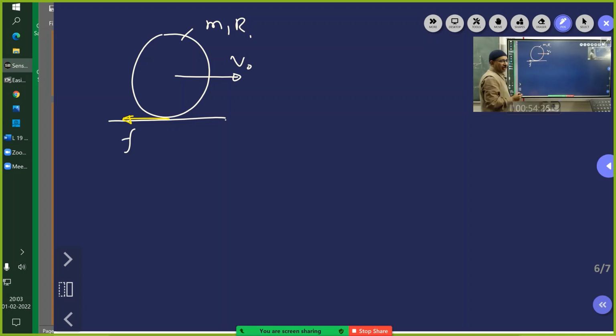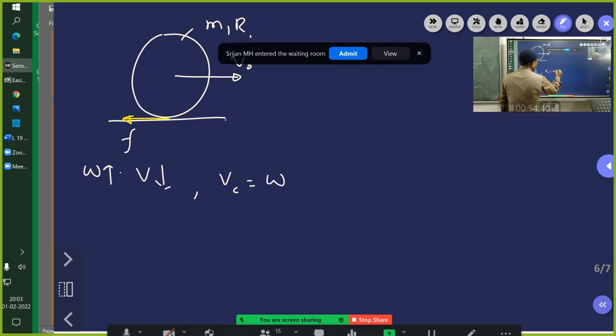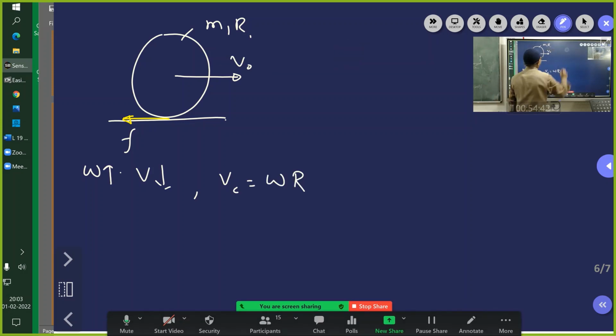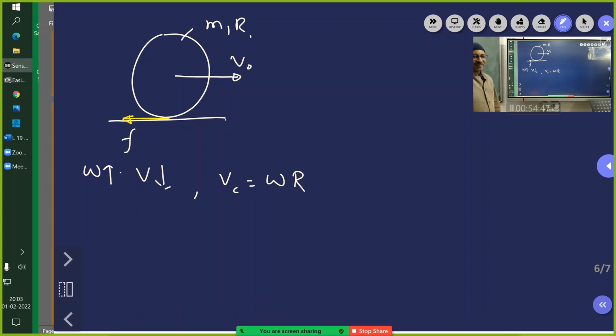This friction will start increasing omega and it will start decreasing the velocity, because the friction is acting in the opposite direction. Ultimately, Vc will be equal to omega R. At that point it will stop changing and the disc will roll forever. You can assume mu k and mu s, these physical variables are given.